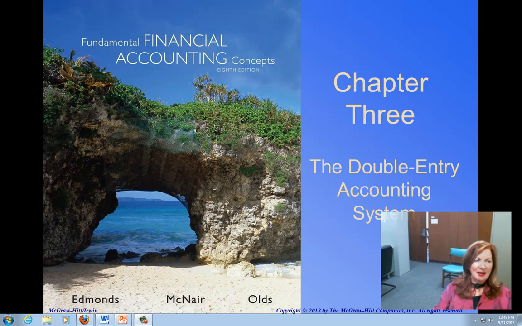Next we have, and you first saw asset exchange transactions on page 15. Next we see asset use transactions.